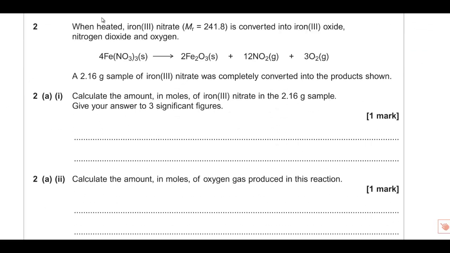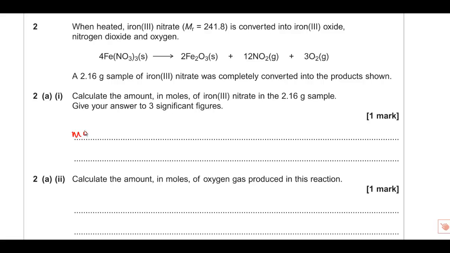So, when heated, iron 3 nitrate, MR of 241.8, is converted into iron 3 oxide, nitrogen dioxide, and oxygen. Here's the equation of that occurring here. So a 2.16 gram sample of iron 3 nitrate, this chap, was completely converted into the product shown. Calculate the amount in moles of iron 3 nitrate in the 2.16 gram sample. So we're given its MR here. I mean, they couldn't have made it any easier.